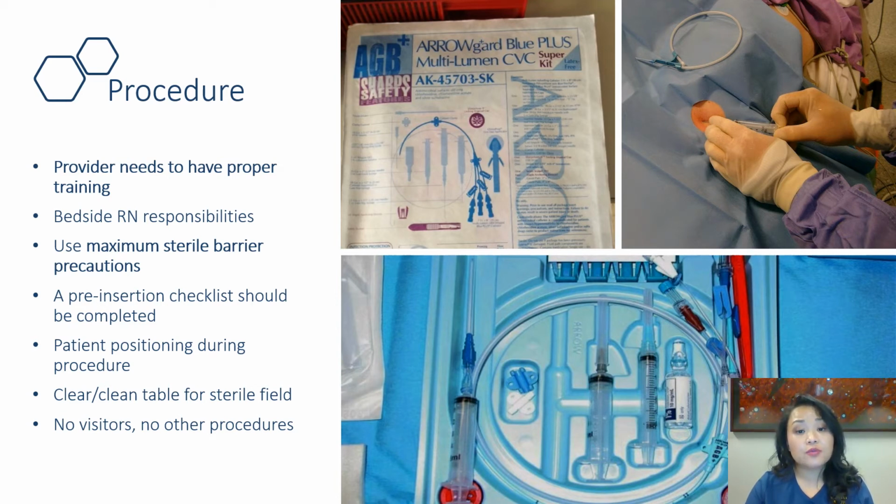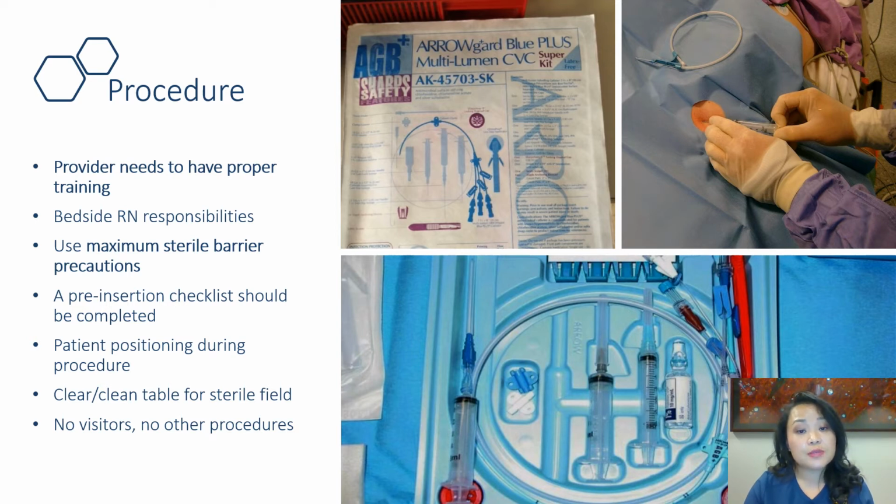Maximum sterile barrier precautions must be used, including cap, mask, sterile gown, sterile gloves, and a large sterile drape. And that's including you as the nurse. If you are in the room, you want to make sure that you have a cap and a mask on. If you are to help the physician hand anything over, you may have to put on sterile gloves. A pre-insertion checklist in the EMR should be completed with all central venous catheter insertions.